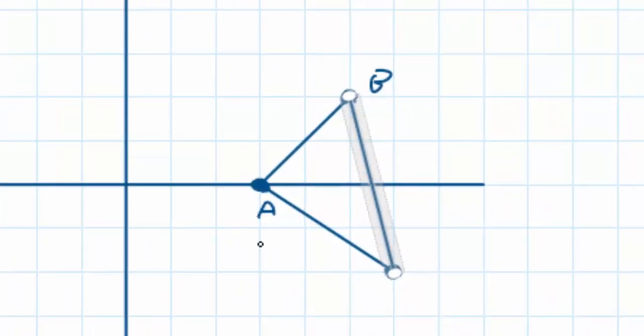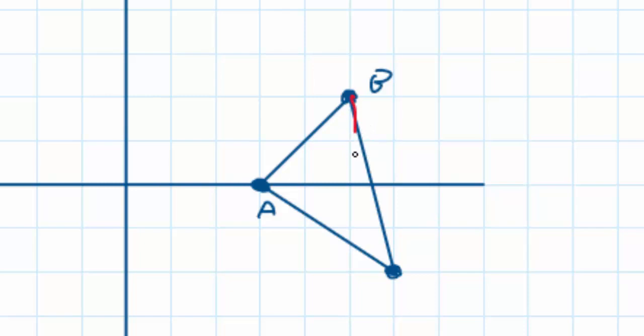Okay, how can we find angle BAC? That means angle A. How can we find angle A? This time we're going to repeat the steps of questions 9 and 10: complete a right angle triangle. Because this is not a right angle, complete a right angle triangle.